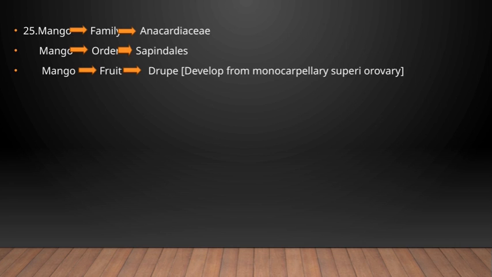An interesting point to remember is that the mango develops from a monocarpellary superior ovary, which refers to the ovary that is positioned above the other floral parts and originates from a single carpel. Understanding this classification helps us appreciate the botanical complexity behind such a popular fruit. It also connects to the overall theme of how diverse and fascinating plant taxonomy can be, especially when we consider the structural aspects of fruit development.